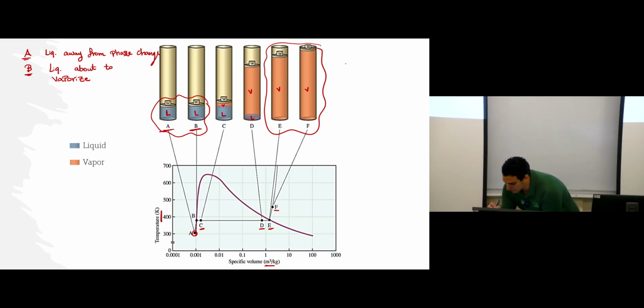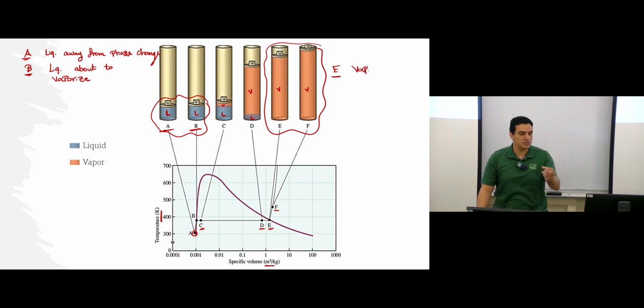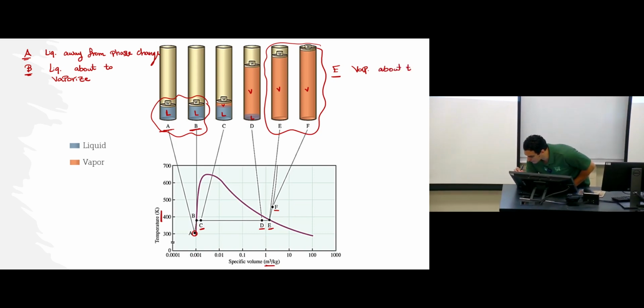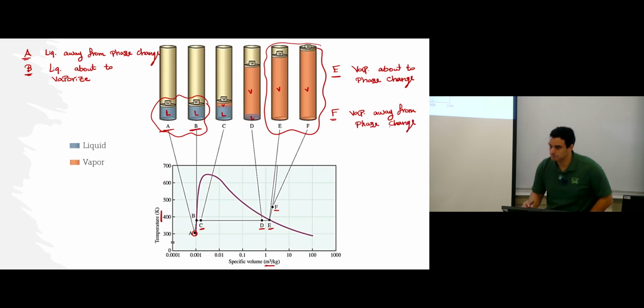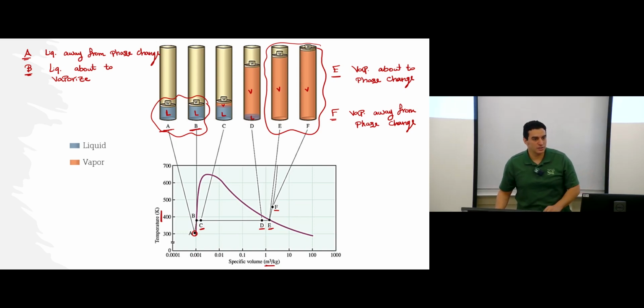Similar to what we have between case E and case F. At case E, we have vapor, but if we remove any small amount of energy from it, it will condense, right? So this one is about to change its phase. While case F is vapor and away from phase change. Make sense? Okay. So we need to differentiate between them.